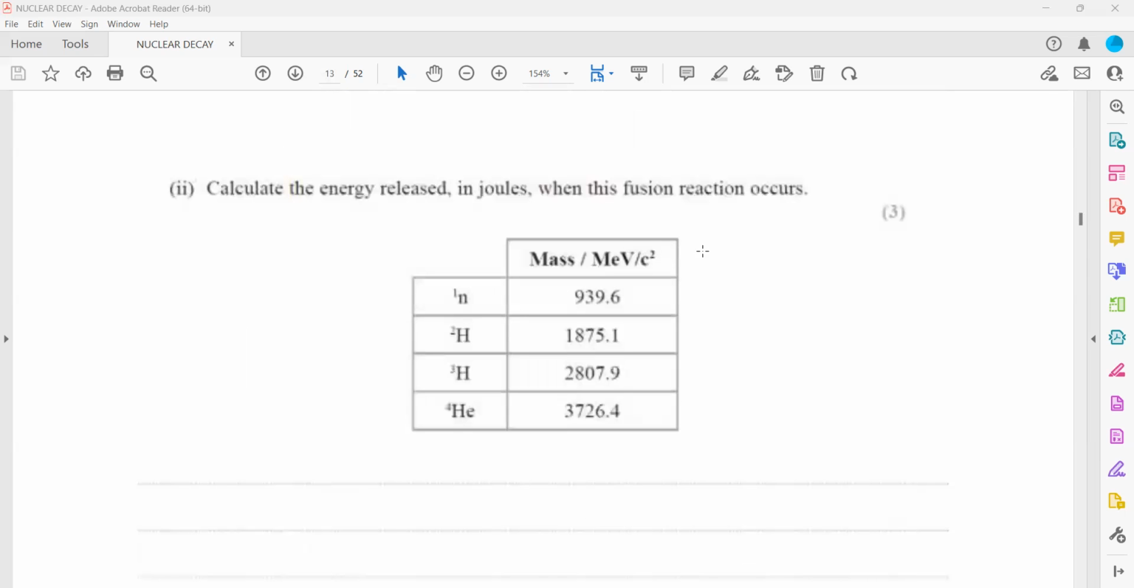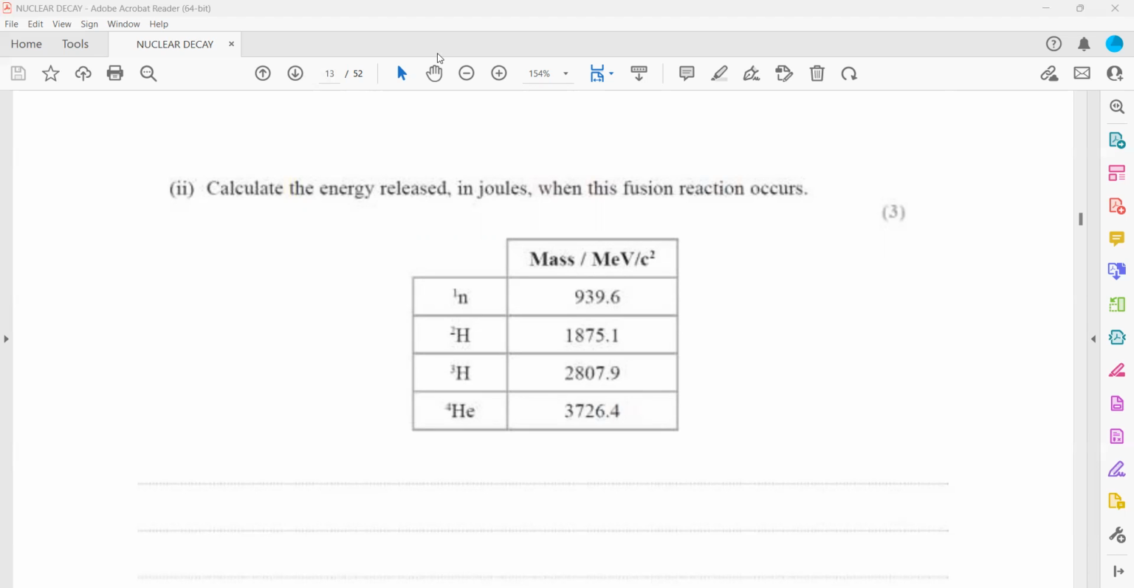These masses are already given in mega electron volt per c squared, which is a unit of mass. So when you take the difference of these masses, you get an answer in mega electron volt per c squared, and that will be the same as the energy released in mega electron volt. At the last, we convert this mega electron volt into joules.